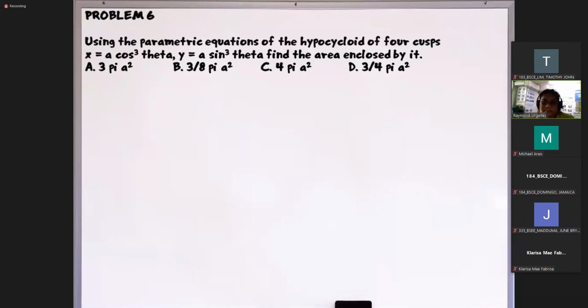Hypocycloid of 4 cusps. This is what the hypocycloid of 4 cusps looks like, like a star. Okay, that's the hypocycloid of 4 cusps. And if you analyze this, you will also get that we can divide it into 4 parts. So we just solve one part, then multiply it by 4.